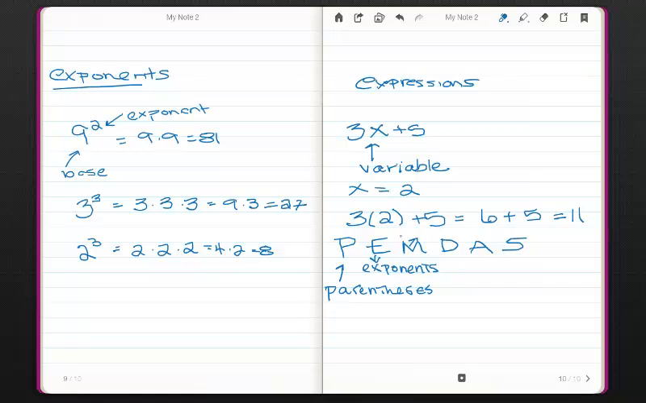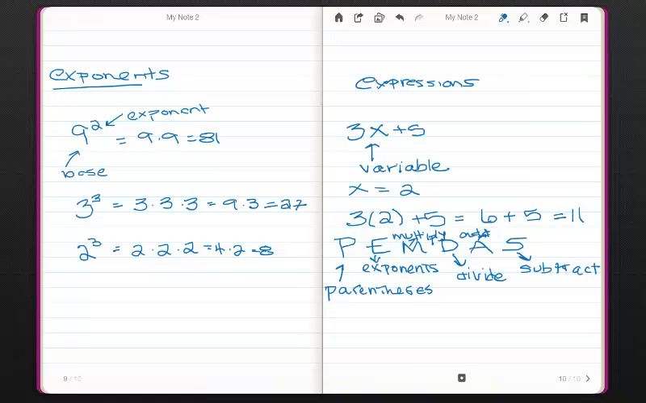The M meant multiply. The D meant divide. The A meant add. And the S means subtract. And that's the order in which we do things. So notice up here in this expression, I multiplied first to get the 6, and then I added the 2 numbers to get my 11 as the result.